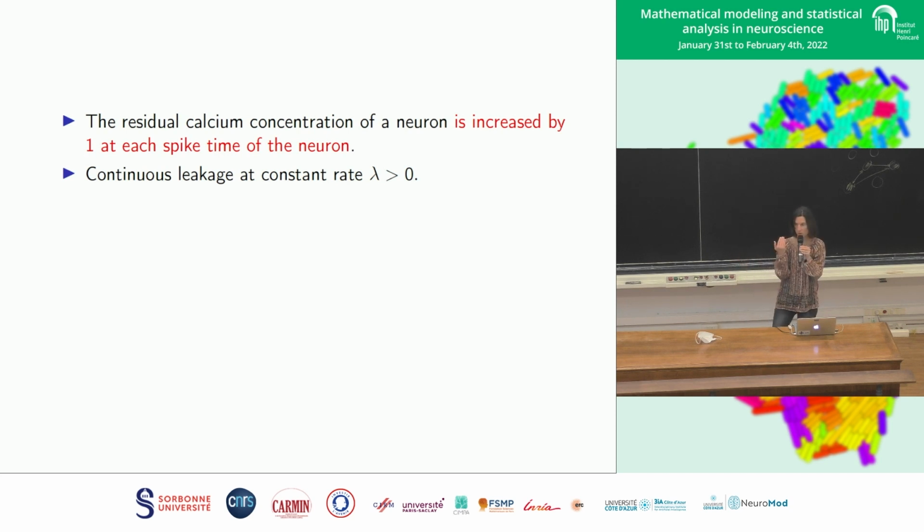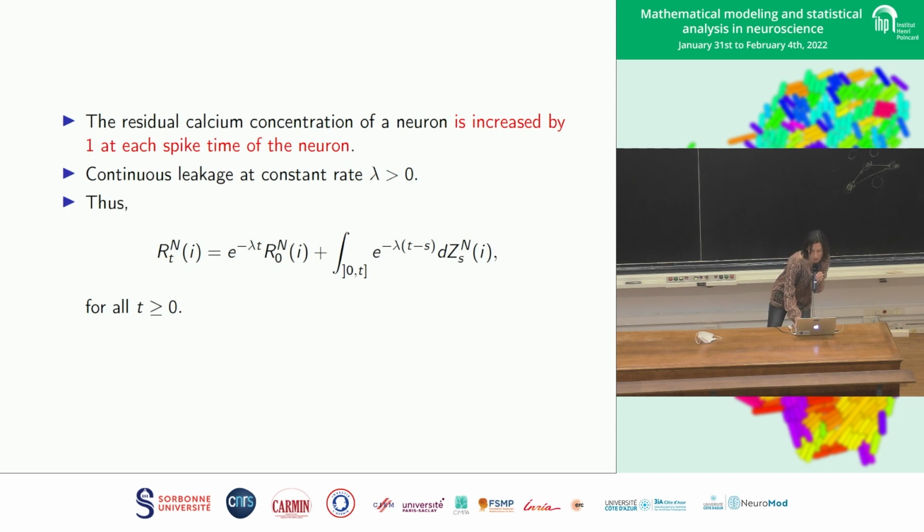So we just increase the residual concentration by 1 at each spike of the neuron, and then we have some leakage also in between successive spikes. So we have this very simple equation here. The residual concentration of neuron I decreases and gets a kick of height 1, or whatever you want, something macroscopic, each time the neuron I is spiking itself, because we suppose that the spike leaves this calcium concentration remaining. Good.